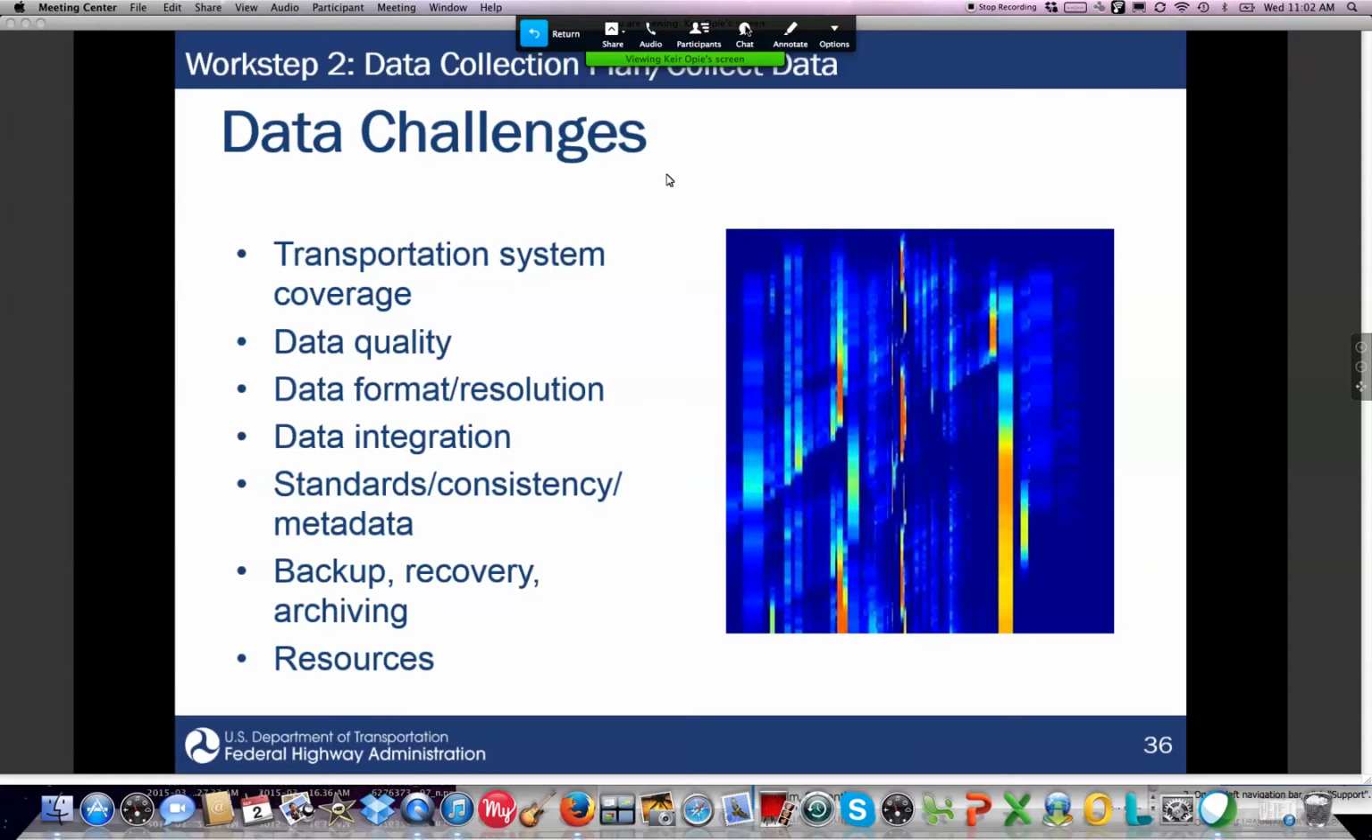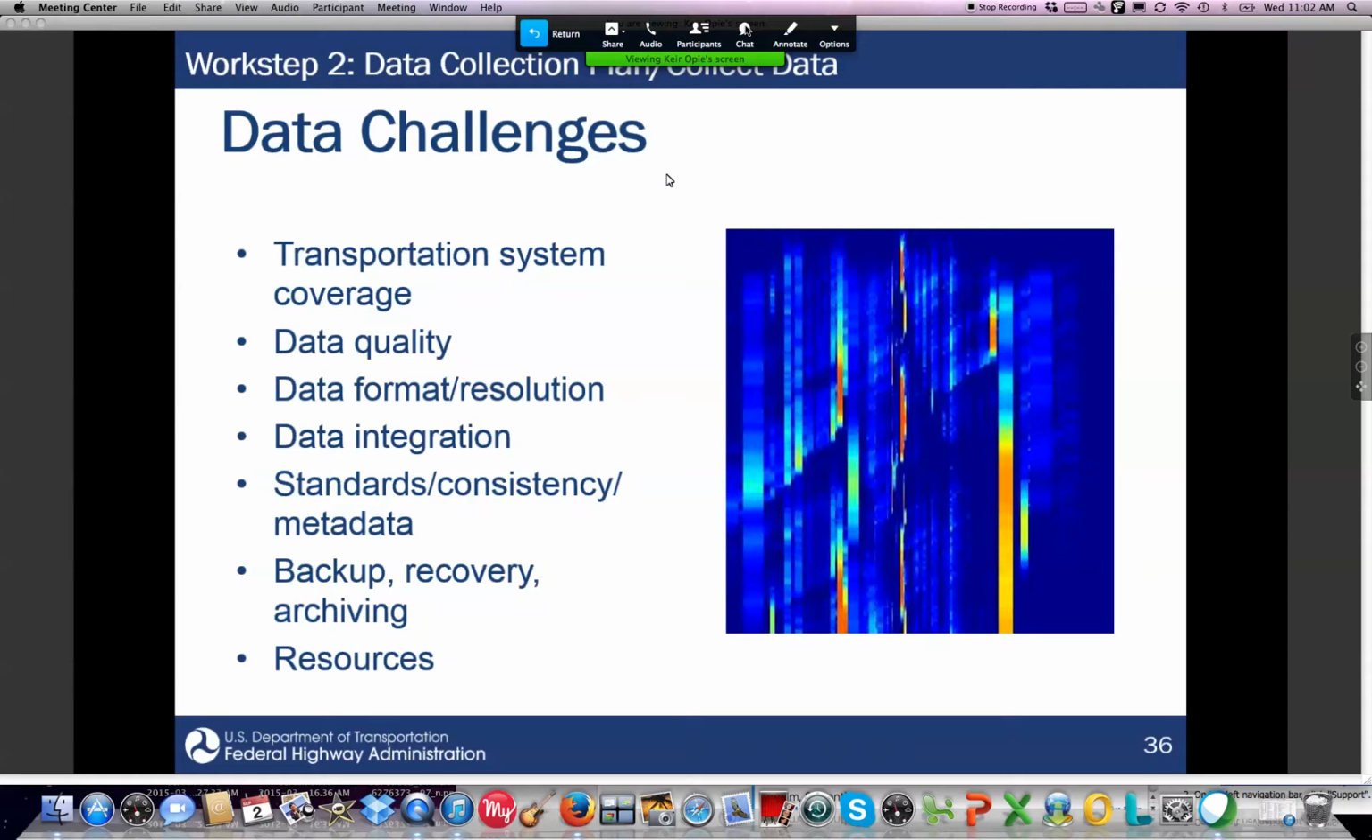Quite often, you really don't have a good sense of what's going on on your arterials. So that gap in the coverage is often one of the key things that you have to look at, because we are trying to manage a system. We're not trying to manage a freeway. The data quality plays into it as well. If you don't know the quality of the data, it's tough to trust it.